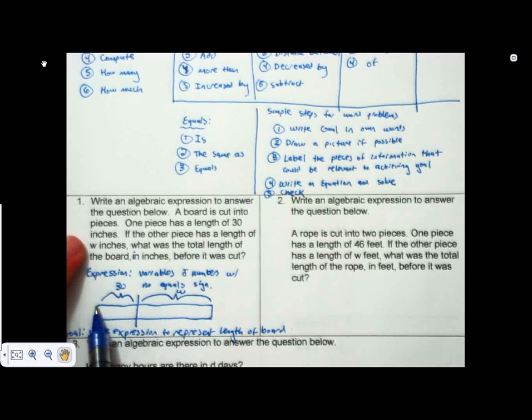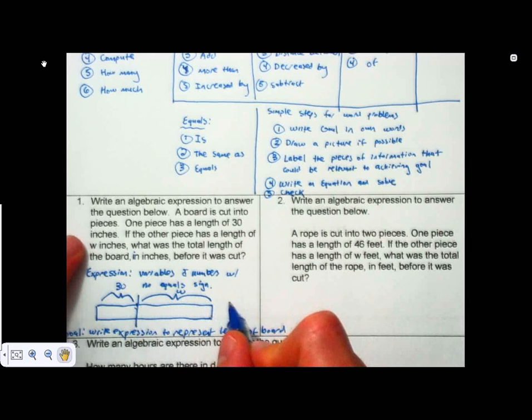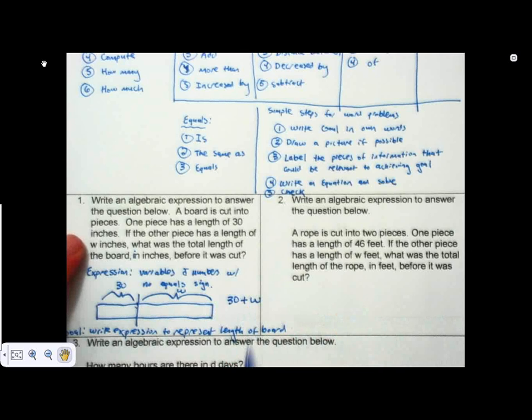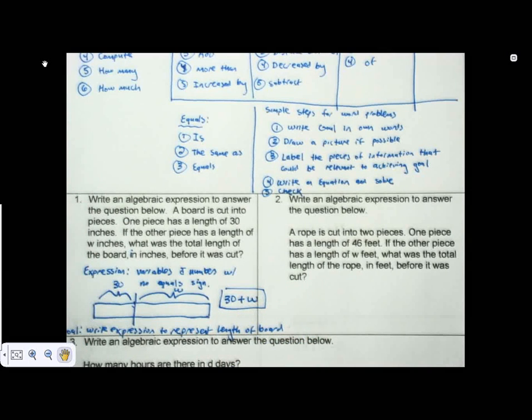I know that this part of the board from end to the cut is 30 units, 30 inches actually, to be more specific, and the part from the cut to the other end of the board is W inches. So to me, it looks like the total length of the board would be 30 plus W, whatever W happens to be. And again, since my only job was to write an expression, I'm not actually asked to figure out the length of the board. I'm just supposed to write down how I would figure it out if I knew what W was in this case.